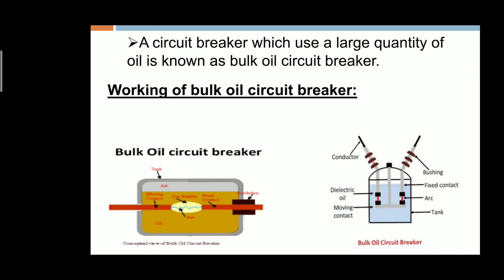And this is another constructional diagram. In that also we are using a tank. This is one type of tank, three-fourths filled with oil, and that oil is known as the dielectric oil. This is the moving contact and this is the fixed contact. In between them, if any fault occurs, an arc will automatically be struck.